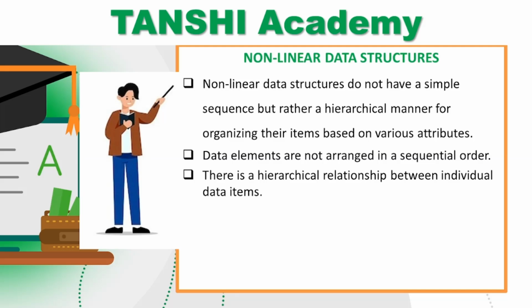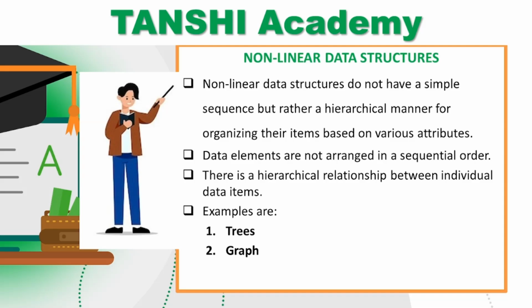Non-linear data structures do not have a simple sequence, but rather a hierarchy. So students should be able to distinguish between a linear and a non-linear data structure in terms of arrangement. In a linear data structure, elements are related to each other, and a non-linear data structure is a hierarchy, and data elements are not arranged in a sequential order, and there is a hierarchical relationship between individual data items. So what are some of the examples? We have trees and graphs.